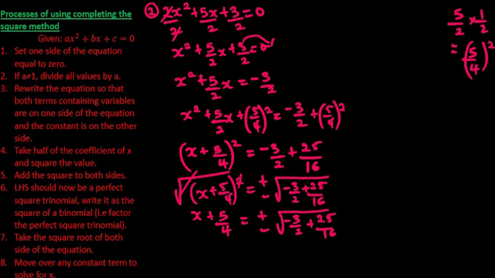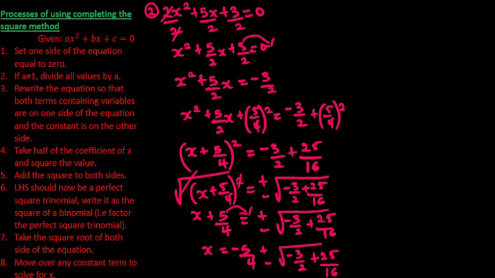Now we'll go down to the last row. It says move over any constant term to solve for x. Now the constant term here is 5 over 4. Move it to the right hand side to get only the value of x, which is x equal to minus 5 over 4. That is when plus 5 over 4 crosses the equation sign. Minus 5 over 4 plus or minus root of minus 3 over 2 plus 25 over 16.